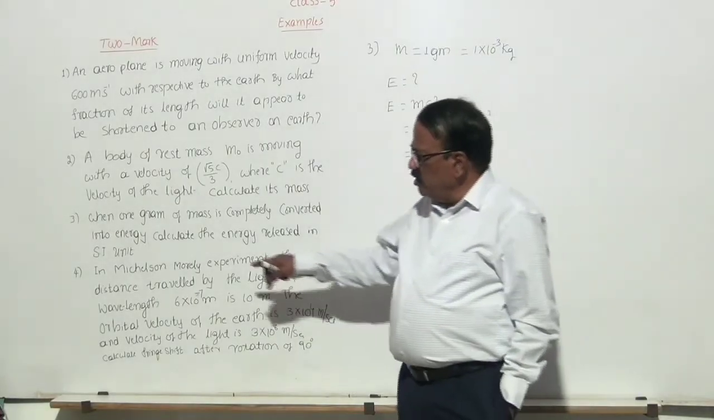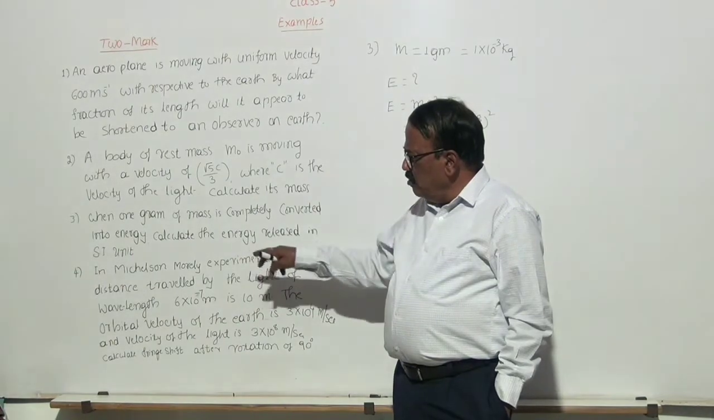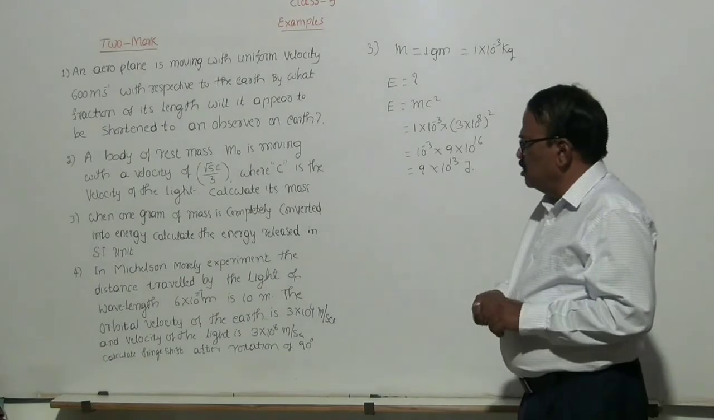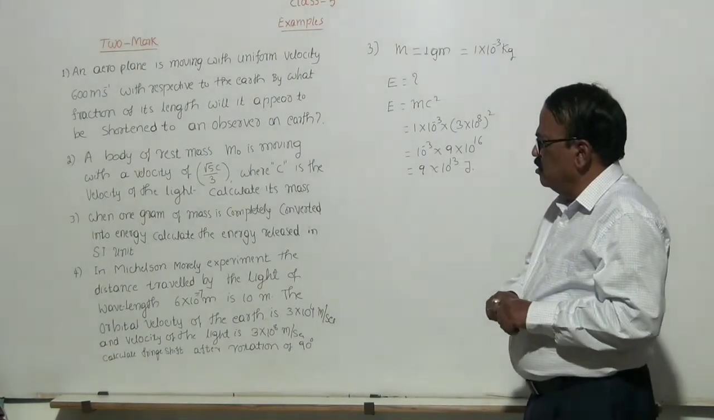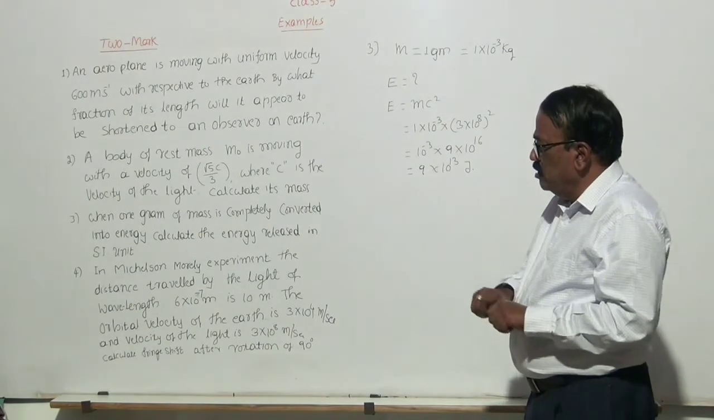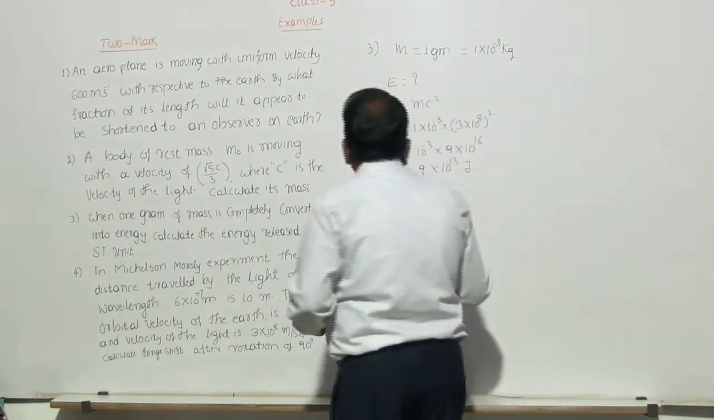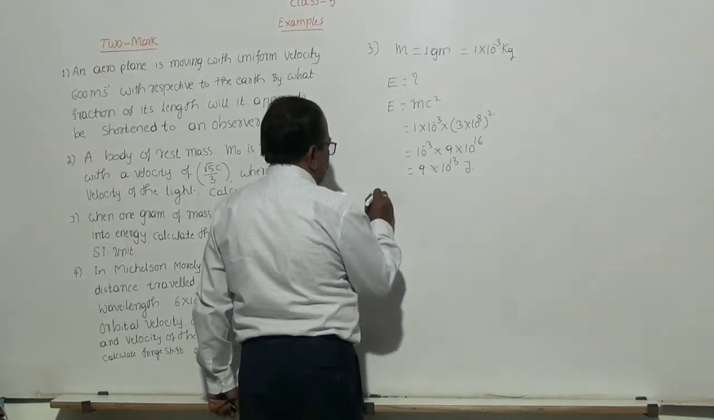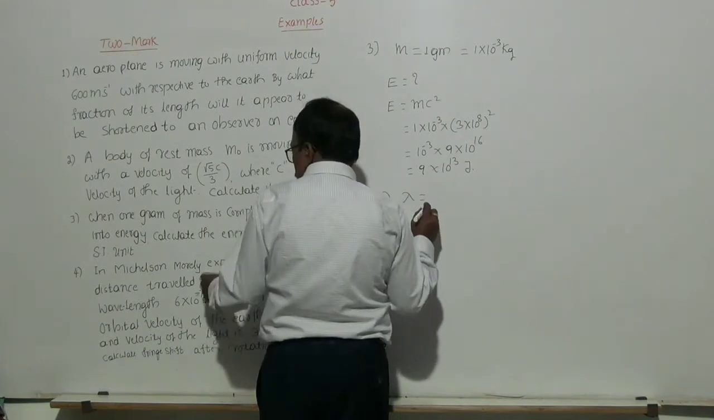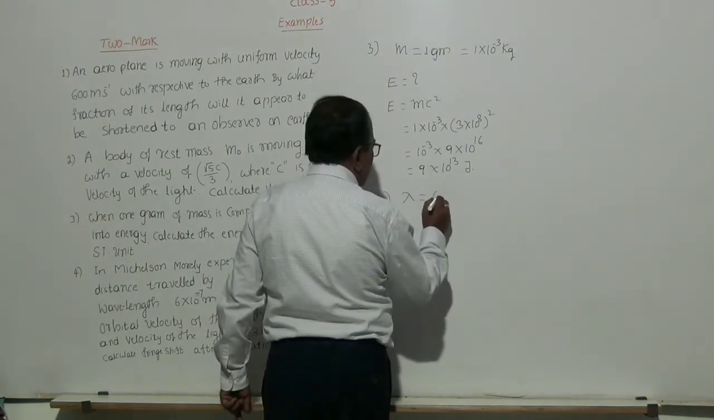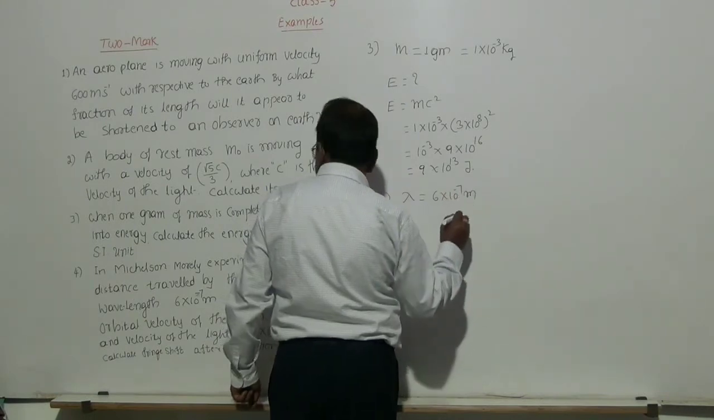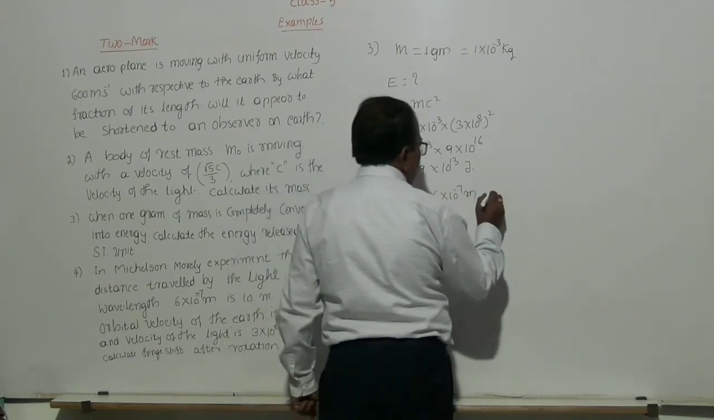Now the fourth example is, in Michelson-Morley experiment, the distance traveled by the light of wavelength 6 into 10 raised to minus 7 meter is 10 meter. So this is fourth example. Lambda is given. It is 6 into 10 raised to minus 7 meter. Distance is 10 meter.